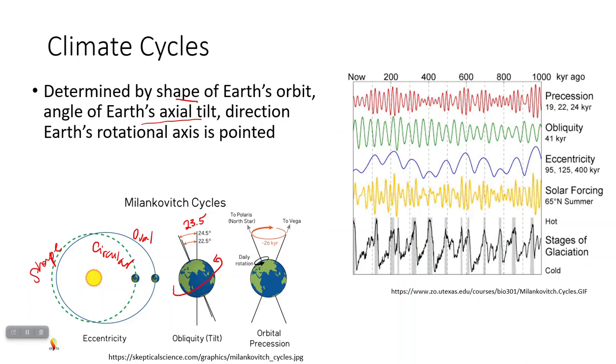And if you're confused about this, don't worry. We're going to talk about this more in Unit 4 when we talk about how things like the Earth's tilt affect our seasons and affect incoming solar radiation and therefore average temperature.